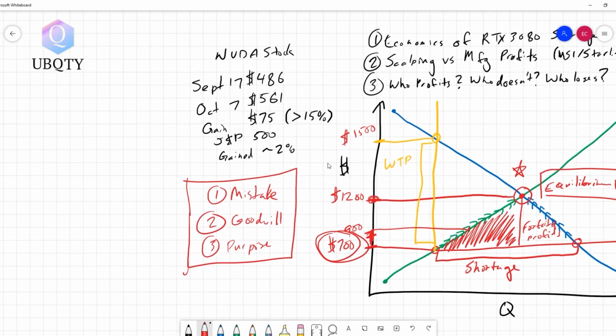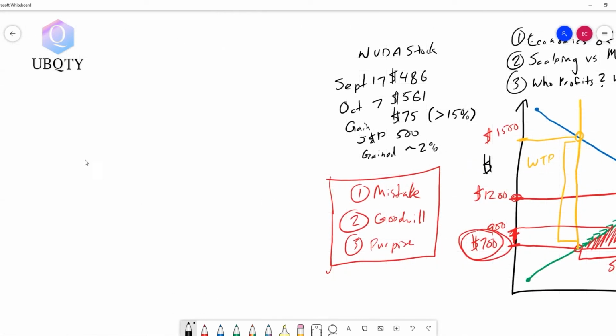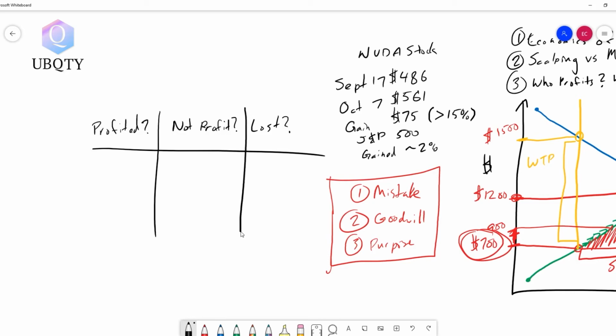So we can then look at who profited, who did not profit, and who lost in this situation, right? Number one stakeholder that lost, consumers who actually wanted to buy the card at MSRP. Most people were not able to get one. Most real people were not able to get one. So they clearly lost.